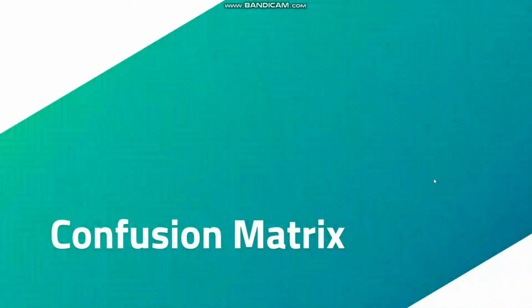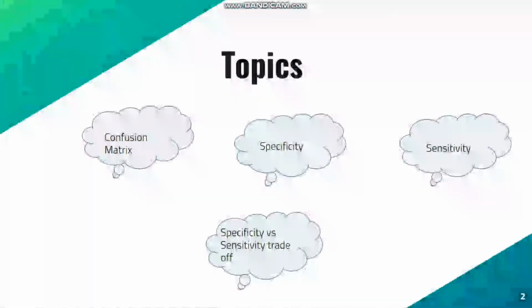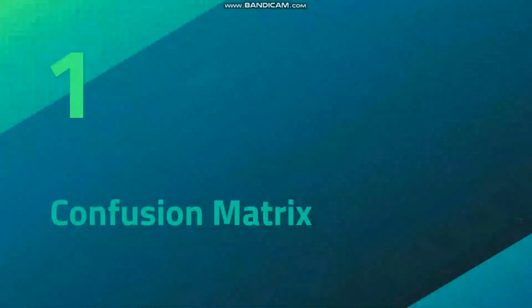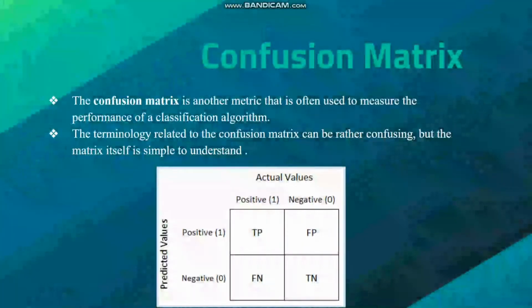Today we will cover confusion matrix and some important terminologies related to it. What is a confusion matrix? It is a type of metric which is used to measure the performance of our classification algorithm. The terminologies related to confusion matrix can be rather confusing, but the matrix itself is simple to understand.